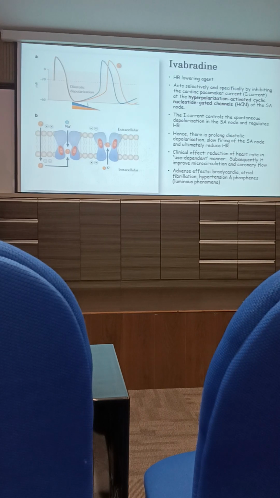Okay, ivabradine, I mentioned this before. Ivabradine acts at the IF current of the SA node. It controls the spontaneous depolarization in the SA node, hence it reduces the heart rate by prolonging the diastolic depolarization. So I've shown you this graph before. I've shown you the mechanism of action of it.